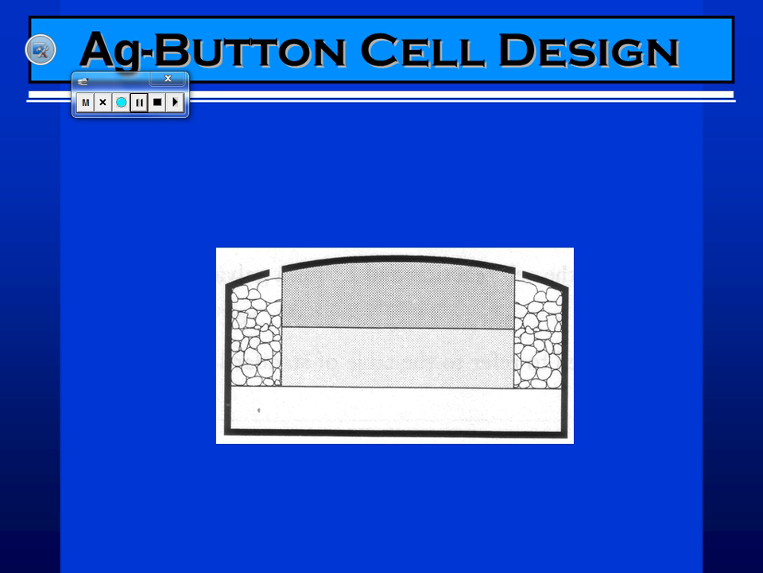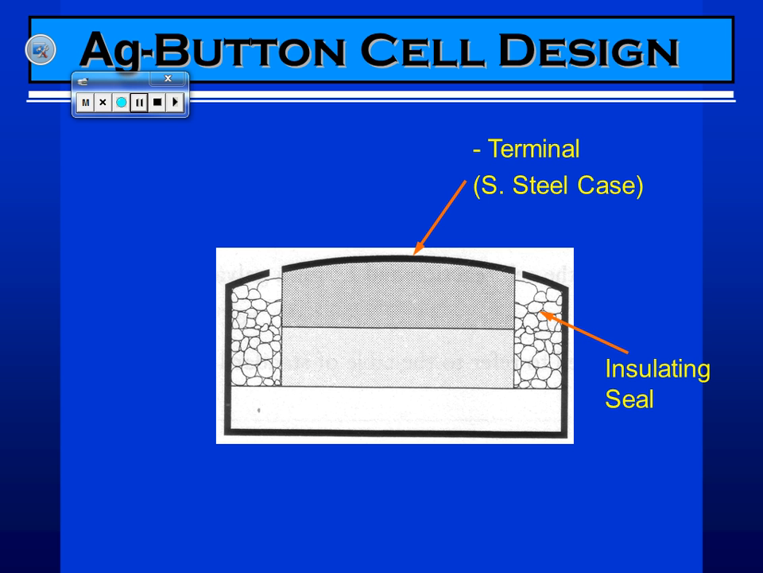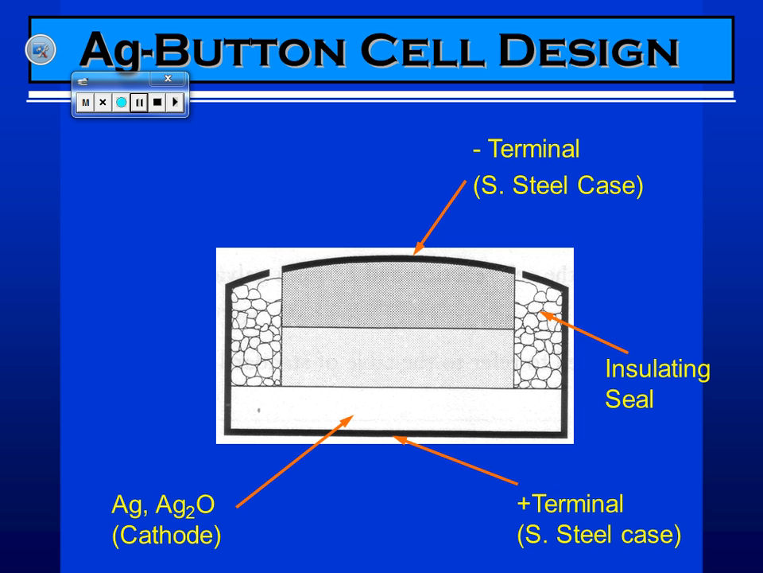The silver cells are the sort of cells you often see in very miniature devices like watches, because they can be made into a fairly small size. The structure is something like this. You've got the negative terminal at the top, and it's a stainless steel case. You've got an insulating seal separating anode from cathode. The positive terminal is also part of the stainless steel case.